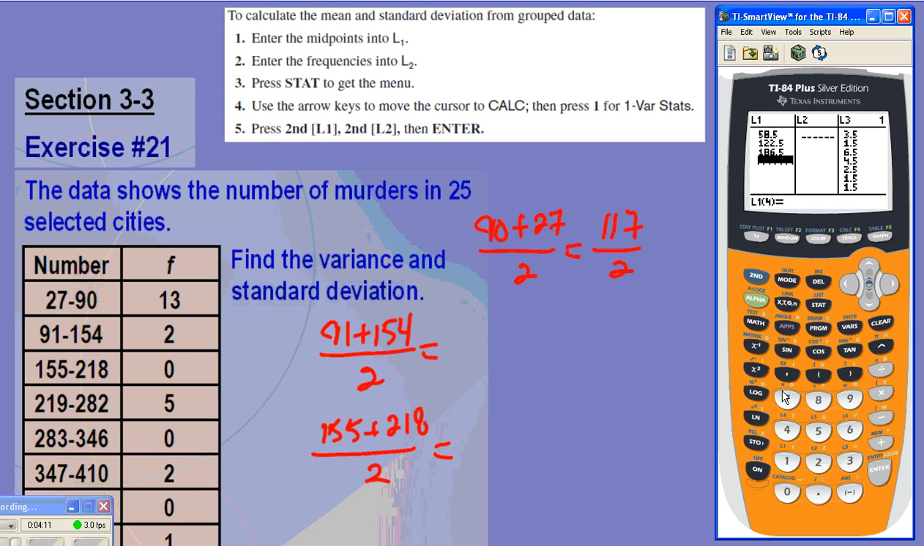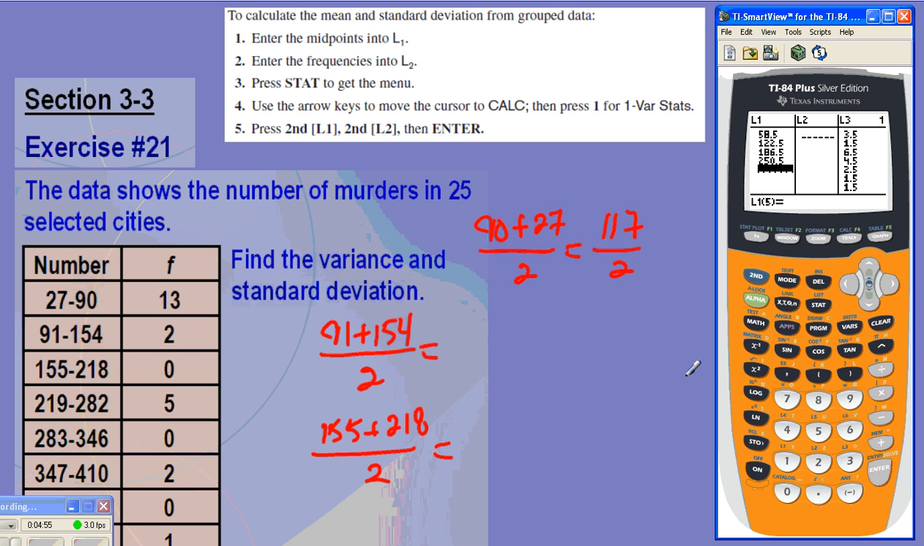Okay, next one. Open parentheses, fourth one down is 219. 219 plus, whoa, sorry about that. Just go back. And 219 plus 282, close parentheses, divide it by, come back over here, and I need to delete a few things. So delete, delete, delete. Perfect. And divide that by 2. And I get 250. I'm going to do one more and then I'm going to hit pause.